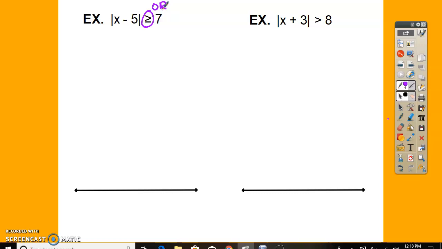So I'm going to split this into two equations. My x minus 5 could be greater than or equal to 7, or x minus 5, I have to flip the inequality sign and change the sign on the number, so it becomes less than or equal to -7. Once you make that switch, then it's just solving both of these equations, and they're both just one-step equations to solve. You're going to add 5 to both sides.